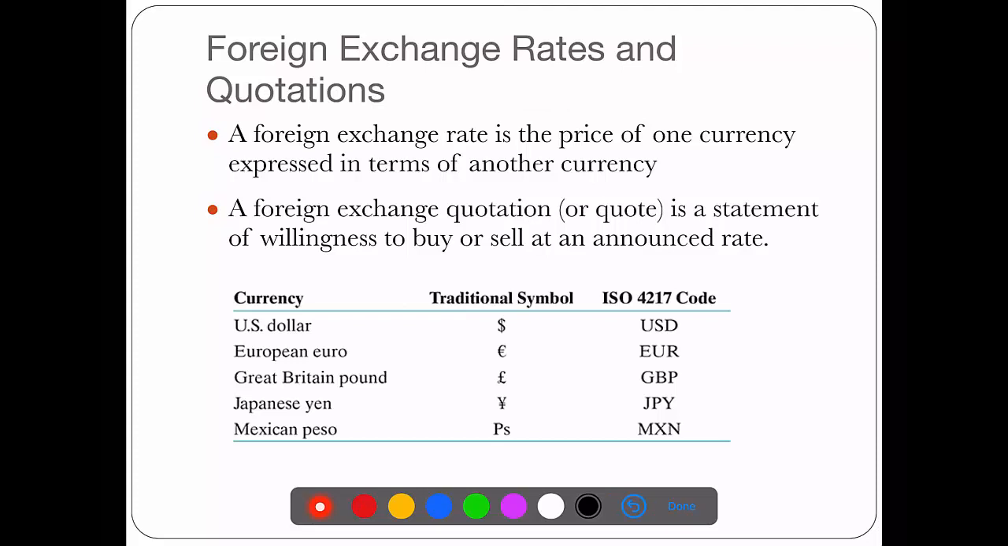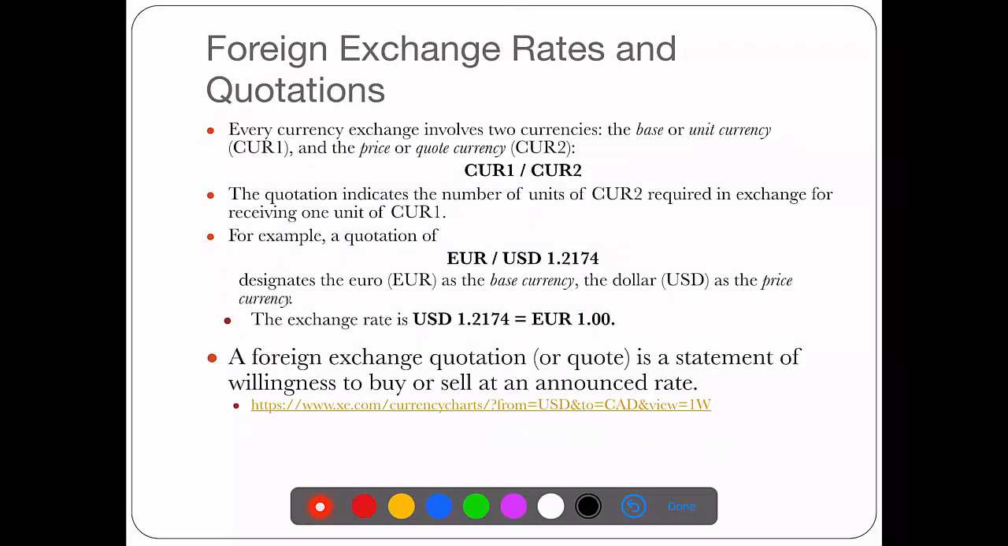The different symbols for the currencies are given on this slide. You can see that for the US dollar, this is the sign; for the euro, it's something like E; then you have the pound, the yen, and the Mexican pesos. Now, whenever an exchange rate is involved, there is always one base currency or unit currency, and the other is the price or quote currency.